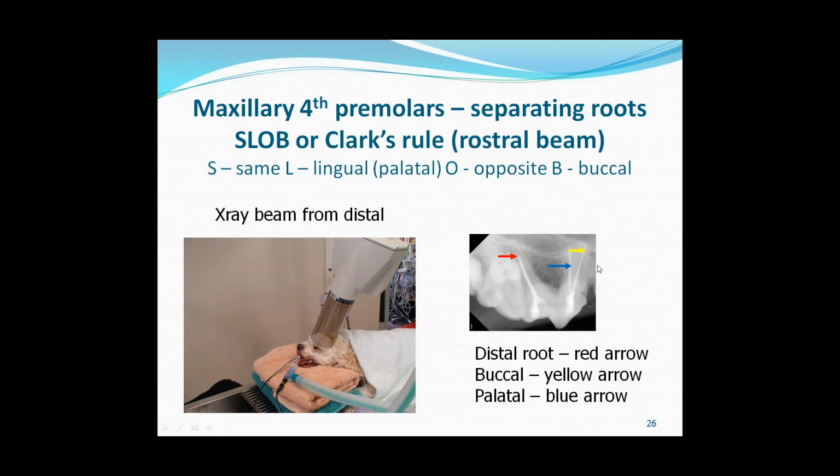And you can see in this picture, where the dog is positioned on the left-hand side, the tube head is moved towards the tail. And you can see in the radiograph that the palatal root now, the blue root, is also moved in a distal or a caudal direction as well. So you can see that the palatal root is now closer to the distal root, so it's moved in a caudal direction, whereas the opposite root, which is the buccal root, is moved towards the nose or towards the rostral aspect as well.